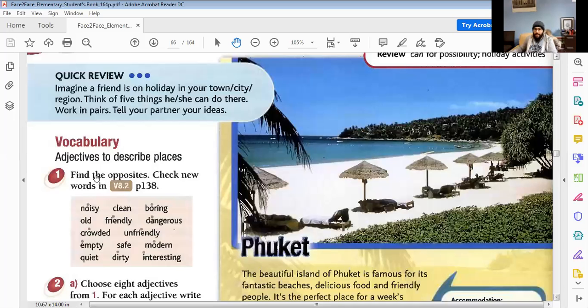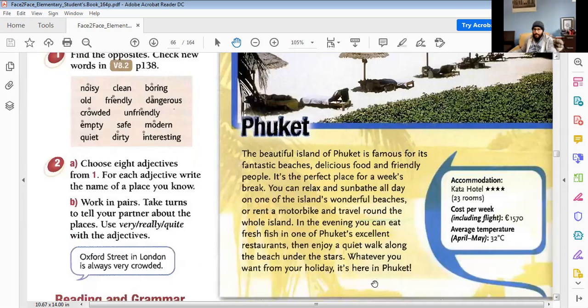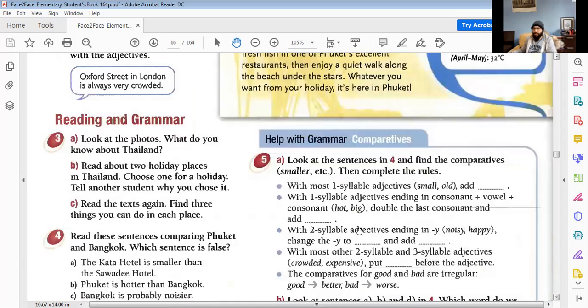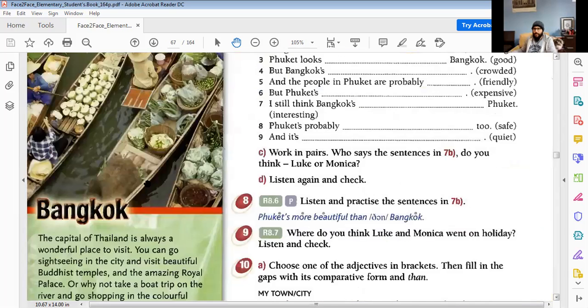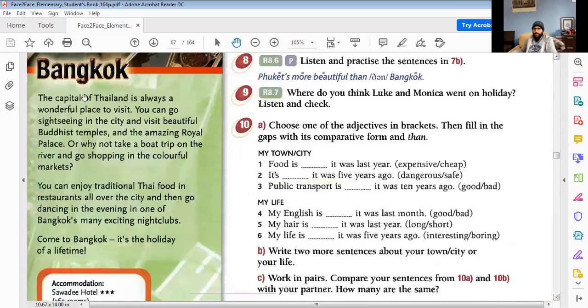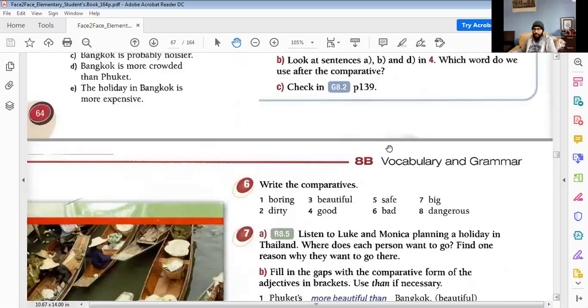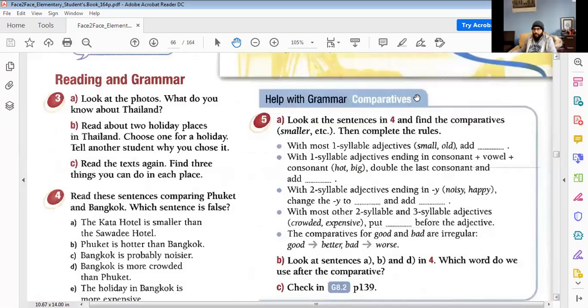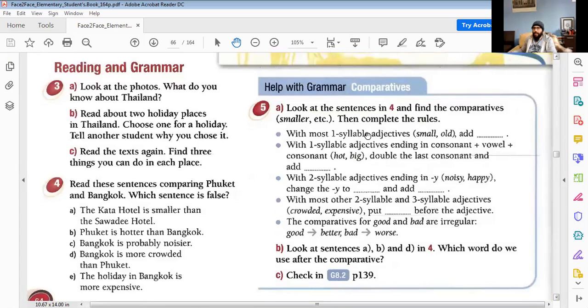Adjectives to describe places. So we have this group of adjectives. So we talked about them. After that, we read about Phuket and we compared the things you can do here in Phuket. We compared them to Bangkok. So we learned the difference between the two cities. And we also talked about a few rules which are related to comparatives. So this means if you want to compare two nouns, you need to follow these rules.